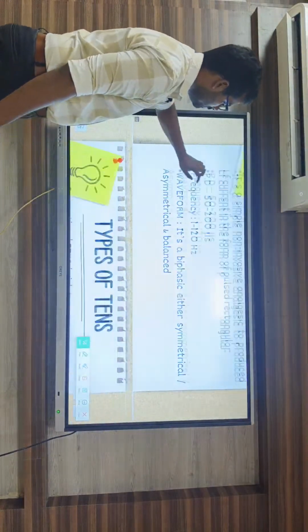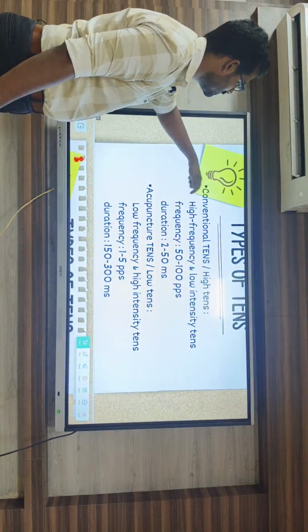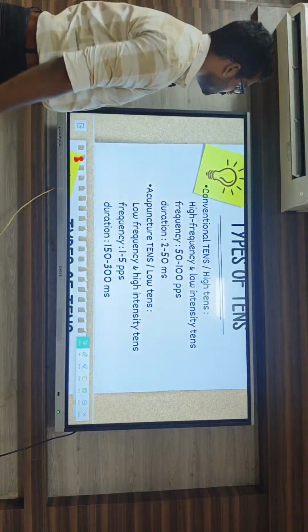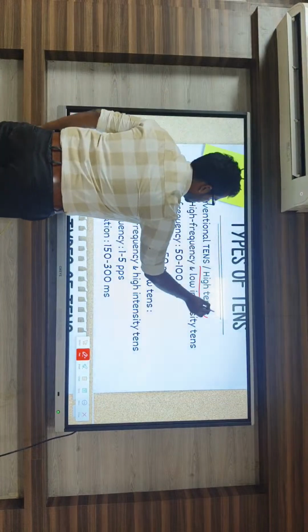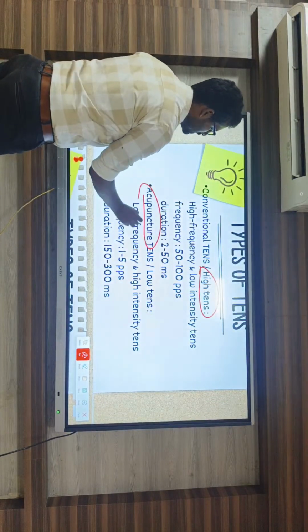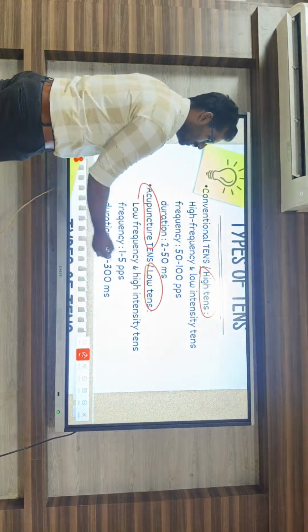Next, coming to the types. There are 4 types. First one, conventional TENS. Conventional TENS is otherwise known as high TENS, plus acupuncture TENS or acuTENS, which is otherwise known as low TENS.